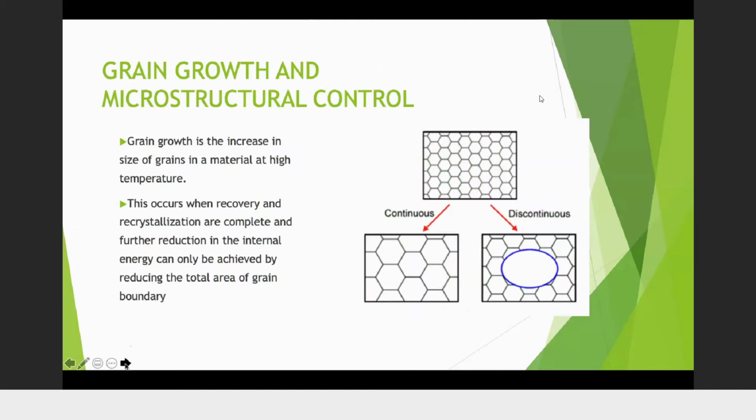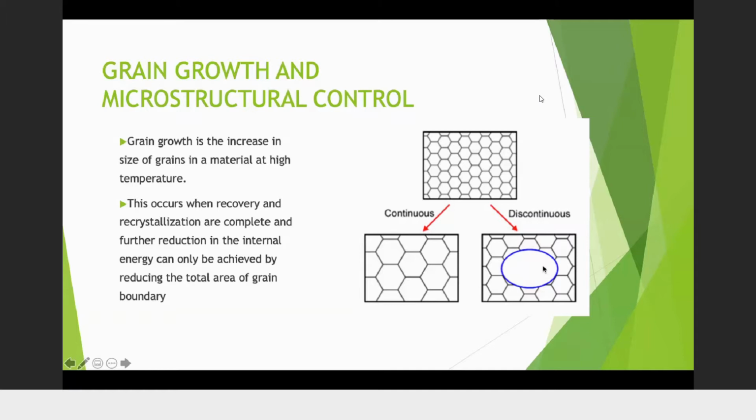So grain growth is the increase in the size of grains in a material at high temperature. Okay, this occurs when recovery and recrystallization are complete, and a further reduction in the internal energy can only be achieved by reducing the total area of grain boundary. That means you have your grains here. This is the continuous grain growth, and you can also have this continuous grain growth, okay?